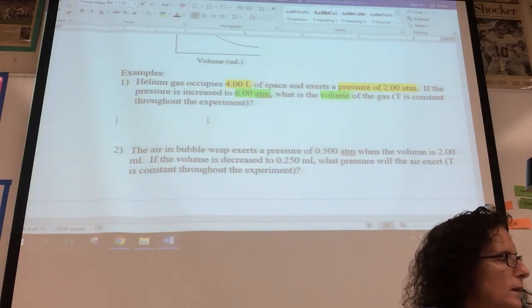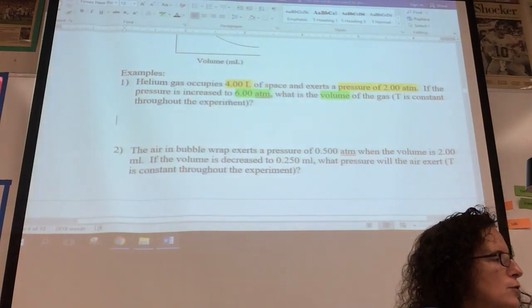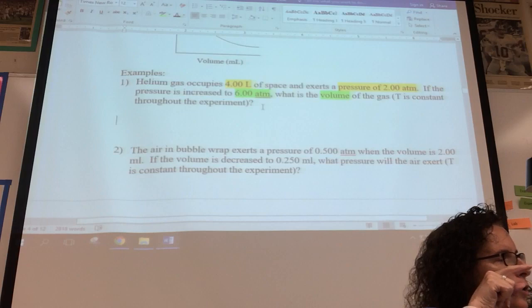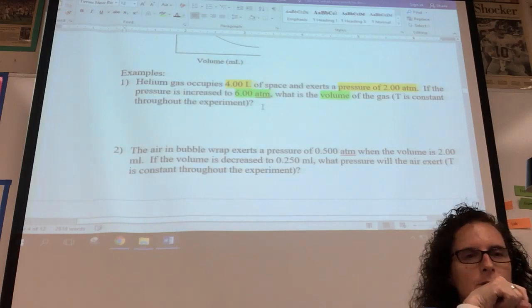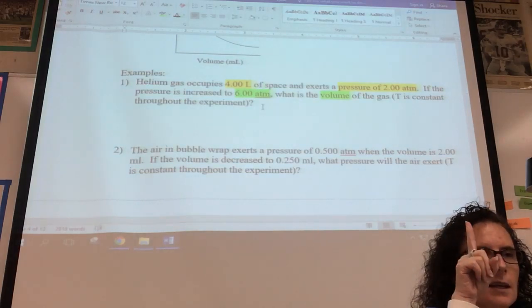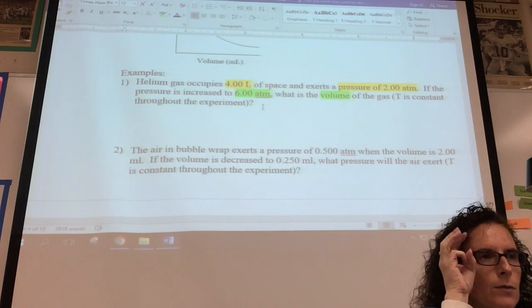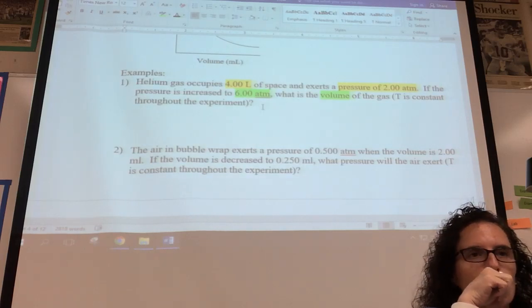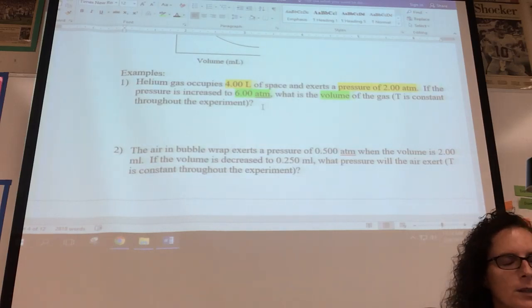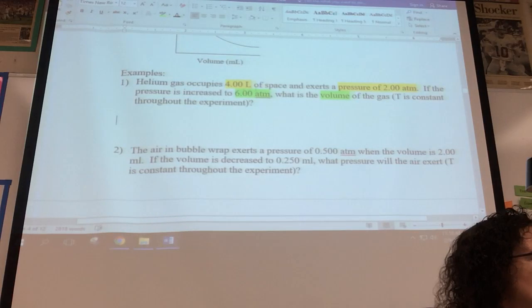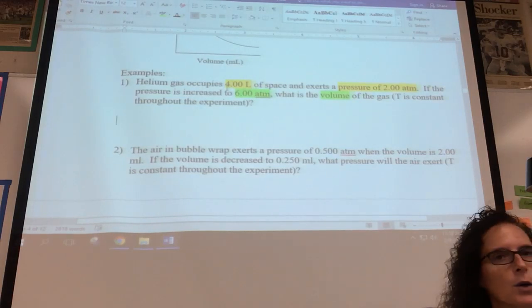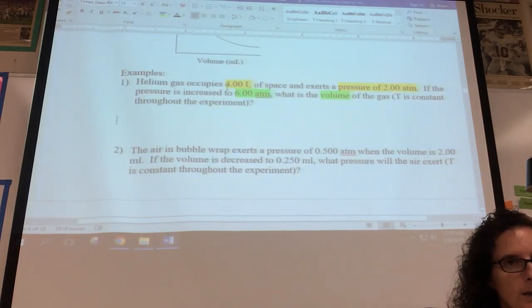There are a number of different ways to do this problem. Those of you who really like to do mental math, you're going to derive it this way. What happens to the pressure as it goes from 2 to 6 atmospheres? It increases by a factor of 3. So if pressure increases by a factor of 3, volume must decrease by a factor of 3. And 1/3 of 4 would be 1.33 liters.